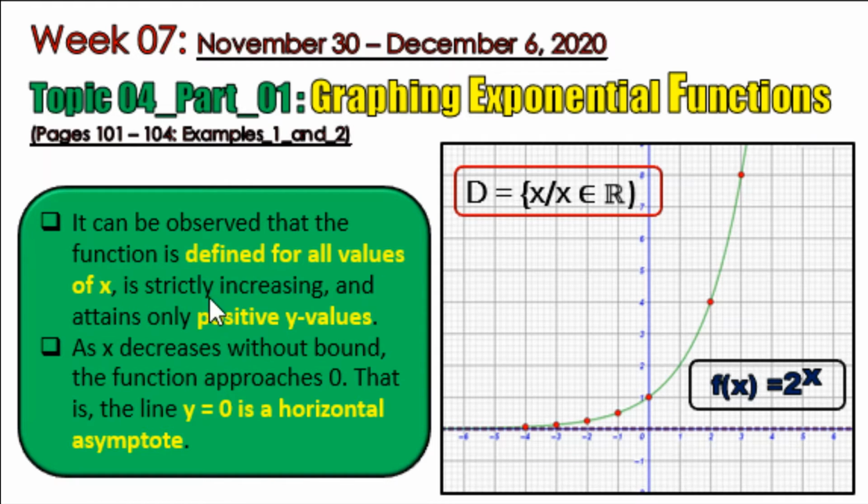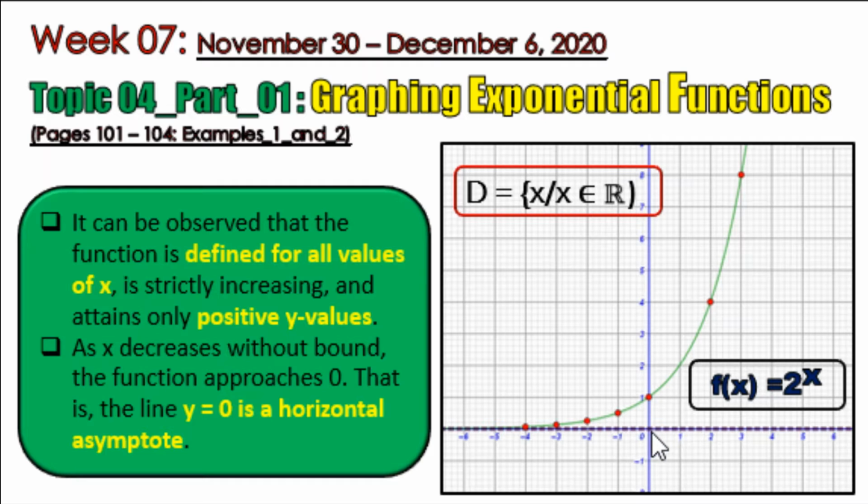Next, it is strictly increasing. What does it mean? It means that as the value of x increases, from -4 to positive 3 in our example, the value of y also increases. From -4, this is your y. If your x is -2, this is your y.